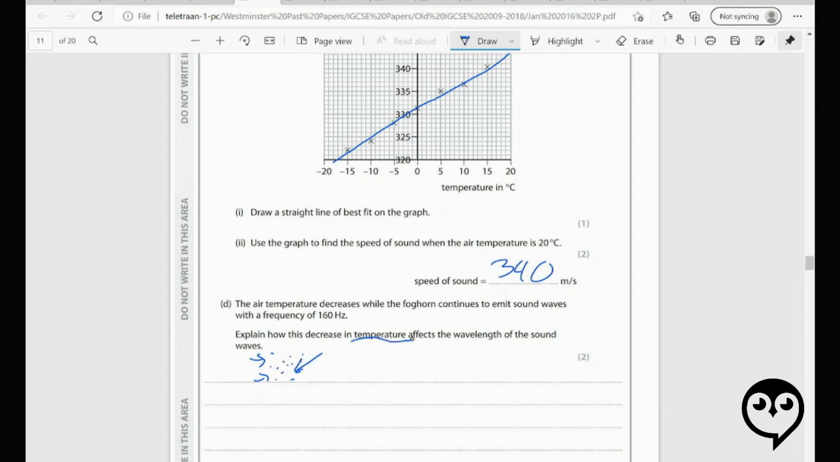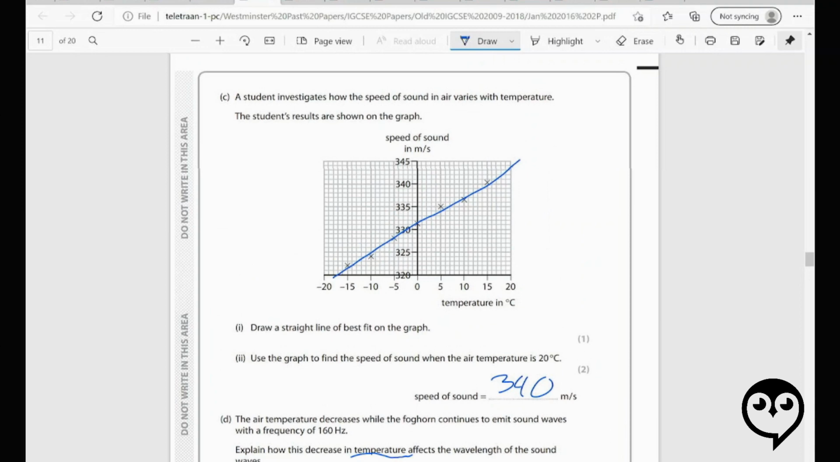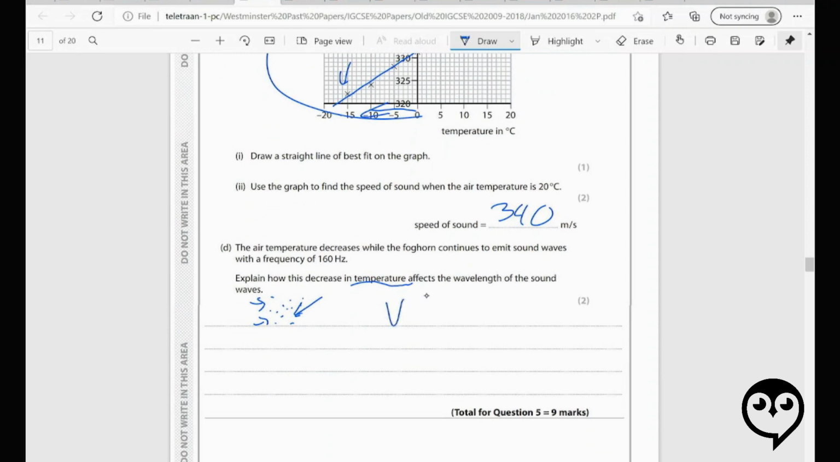But because the temperature's down, these particles are going to be less likely to move. And so actually, come on, let's think about it. We've seen it with the graph here. As the temperature goes down, so does the speed of sound. So if the speed of sound has gone down, and the frequency which this foghorn is operating is constant, then according to our wave equation, we know that if the velocity has gone down and the frequency is constant, our wavelength will have decreased as well, something to that effect.